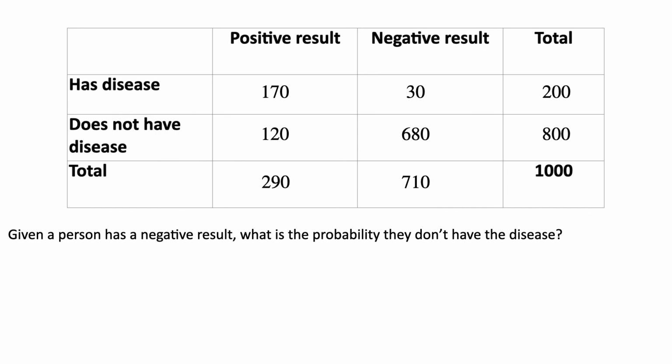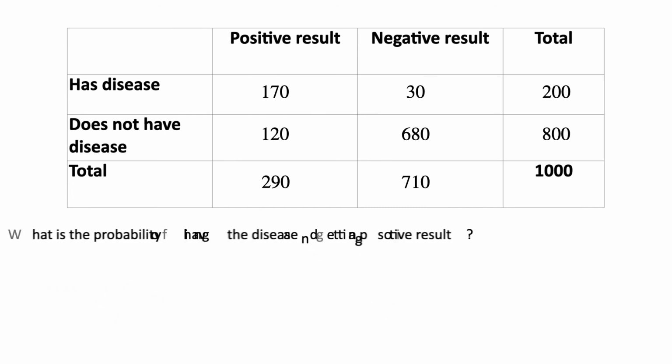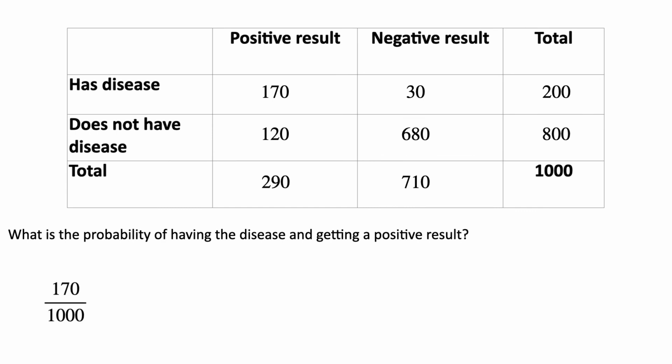Given a person has a negative result, what's the probability they don't have the disease? Okay, we're only going to consider those that are negative, and we're only going to look at those that don't have the disease. So we got 680, about 96%. This would be a true negative. Okay, true negative. What is the probability of having the disease and getting a positive result? Okay, so 170 people actually have the disease and tested positive, over the total, 17%.